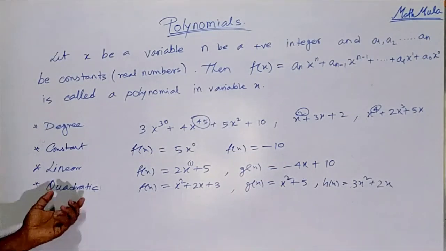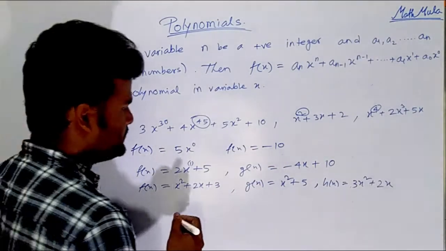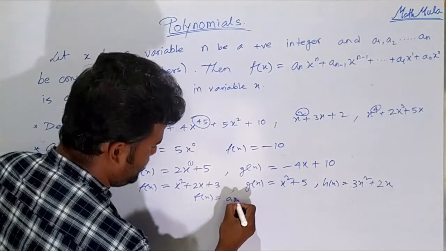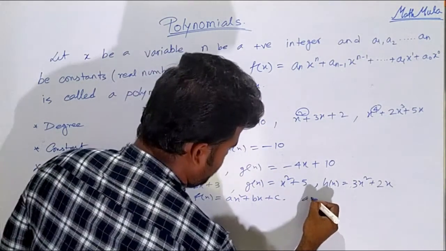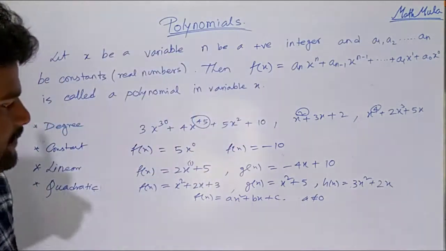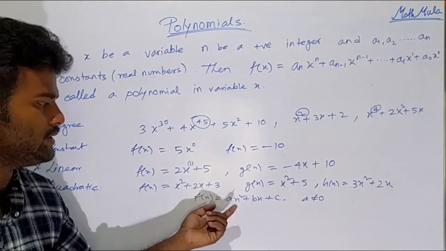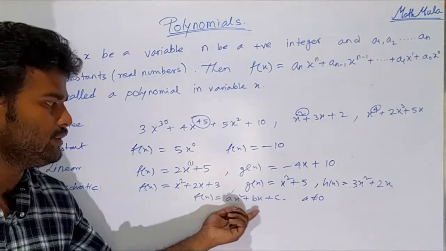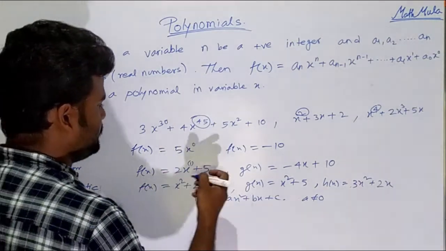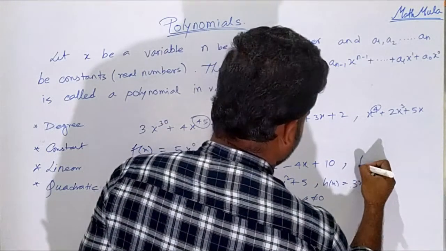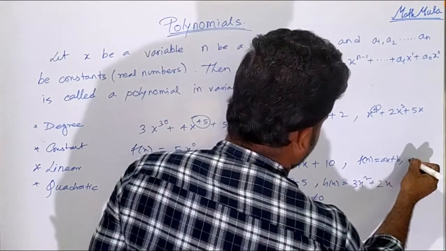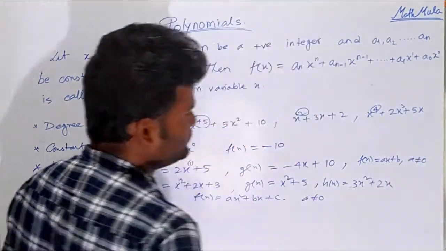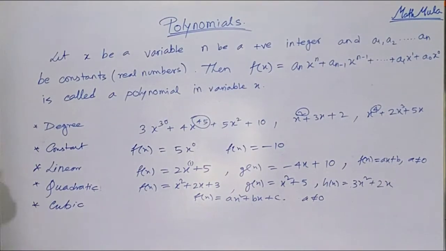Now the general form of quadratic polynomial is f of x is equal to ax squared plus bx plus c, where a not equal to 0. If a is equal to 0, then the quadratic polynomial will be a linear polynomial. And the general form of the linear polynomial is f of x is equal to ax plus b, where a not equal to 0. Now cubic polynomial.